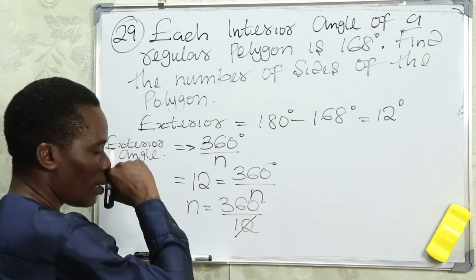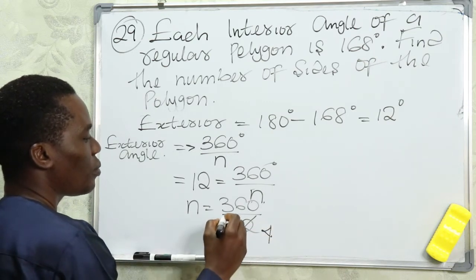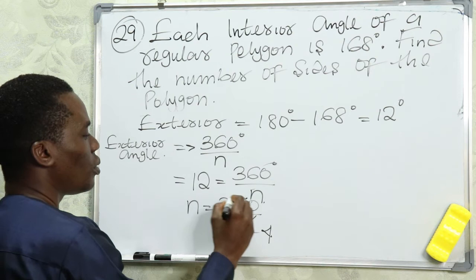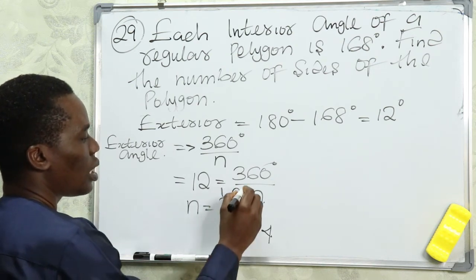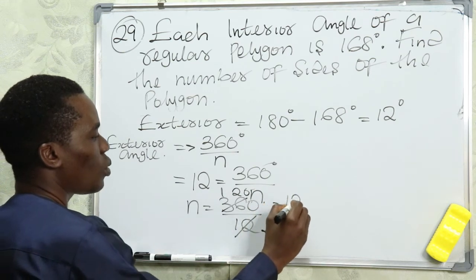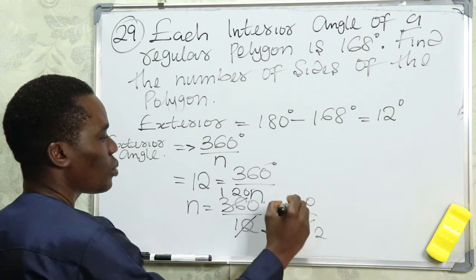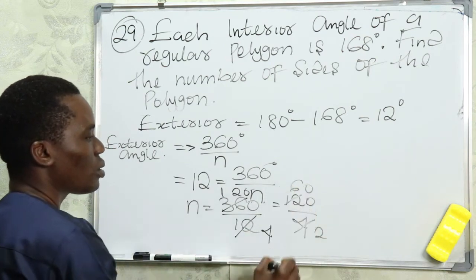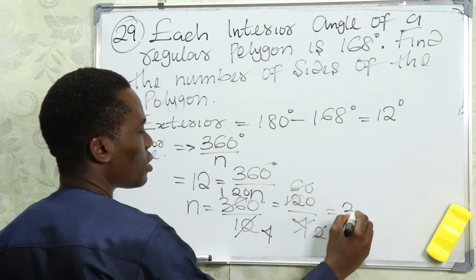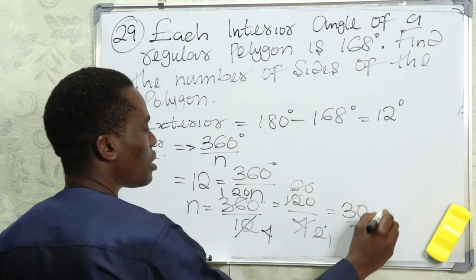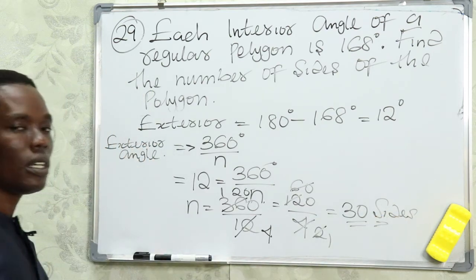Now if 3 goes here, 3 will give us 4, 3 will go here to give us 1, 3 will go here to give us 2, and 0. So that will give us 120 divided by 4. 2 will go here to give us 2, 2 will go here to give us 6. So 2 here, 1, 2 here will give us 30. So that means that polygon has 30 sides.